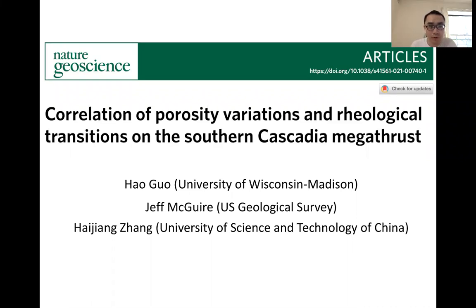Today, I want to briefly introduce our recent study using seismic tomography to image the material properties near the plate interface of the southern Cascadia subduction zone. This work was done in collaboration with Dr. Jeff McGuire from USGS and Professor Haijiang Zhang from USTC.